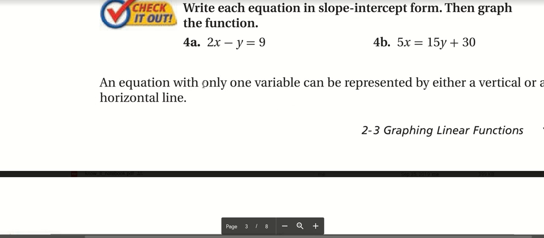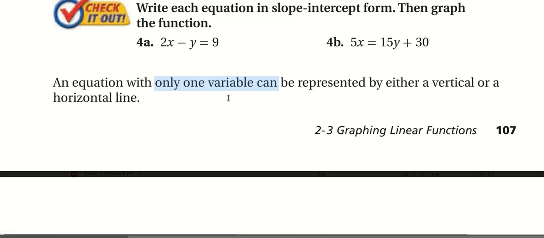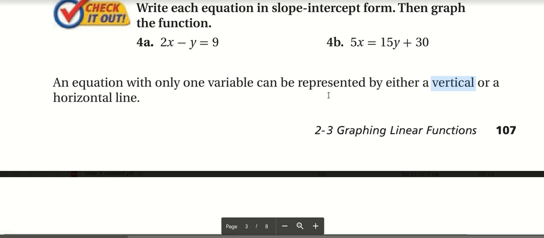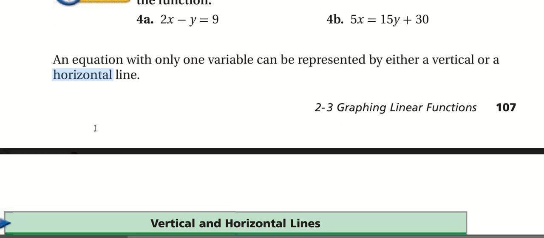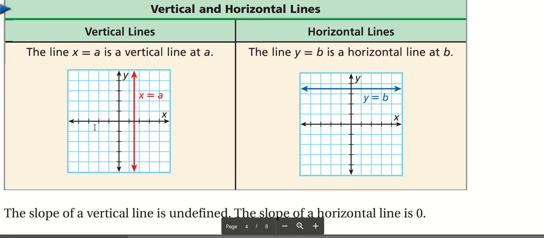An equation with only one variable can be represented by either a vertical or a horizontal line. So let's look at the following table. On the left, this is what a vertical line looks like. A vertical line always has the equation x equals a constant. So this is the line x equals a. A horizontal line always looks something like the graph on the right. A horizontal line always has the equation y equals b.